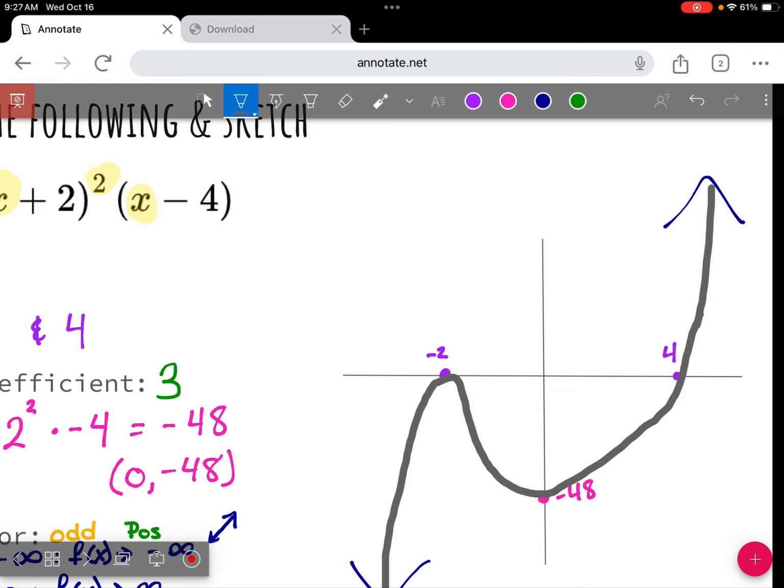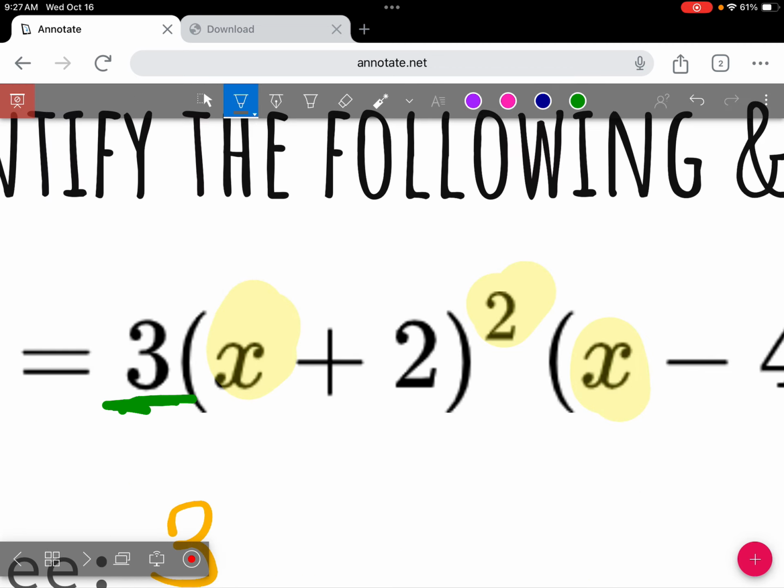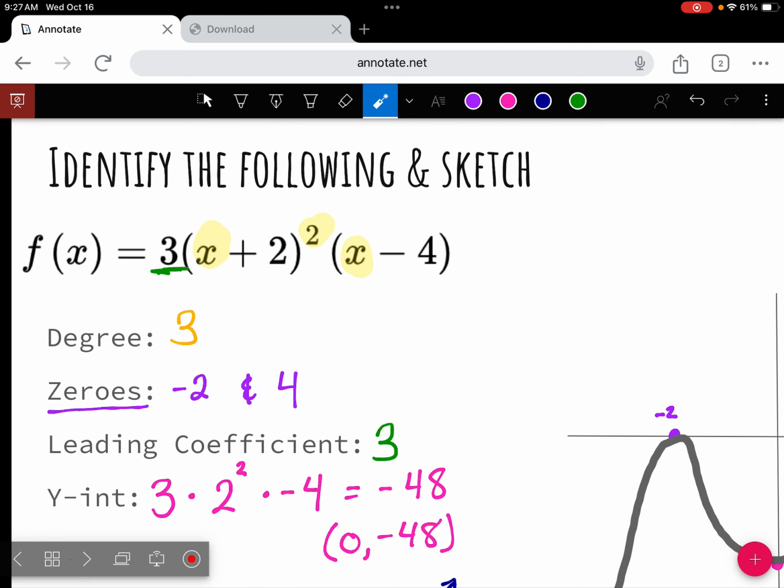Another way that you can tell we're going to bounce off a root, if we have a factor that's being squared, that means we're going to bounce off it. That's called a double root, or the multiplicity. Remember that? It's been a hot minute since we did multiplicity. It'll come back. So we're getting as much information as we can off of this, and at this point, this is what we can get.